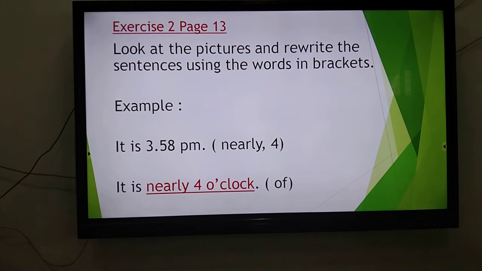Now many times we have used this o'clock, but we do not know the meaning of the apostrophe, or why do we say o'clock? O'clock means of the clock. That means 4 of the clock. If you see the clock, then the hands are on 4 and 12. So it is 4 of the clock.